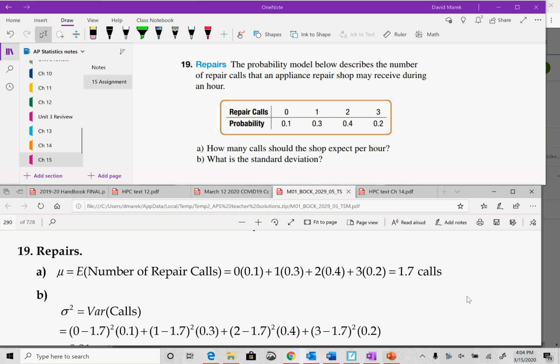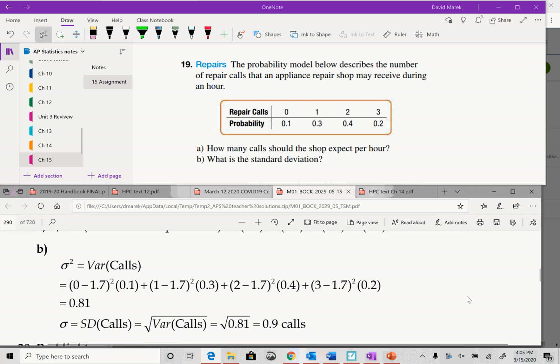0 calls, 0.1, you can pretty much ignore that in your actual calculations, but you should write that out on the AP exam just to prove that you understand all of them should be included. So that's an average then of 1.7 calls during an hour. Now, here's the part that's very different from what we've seen before, the standard deviation.